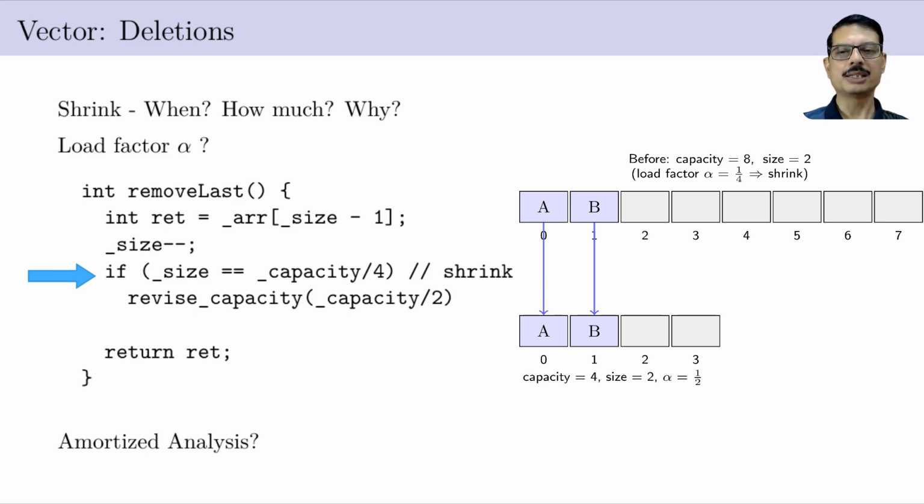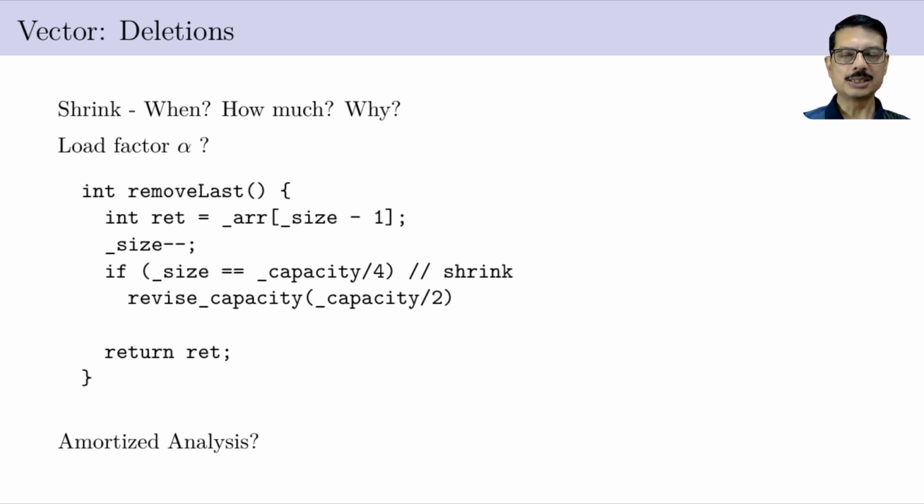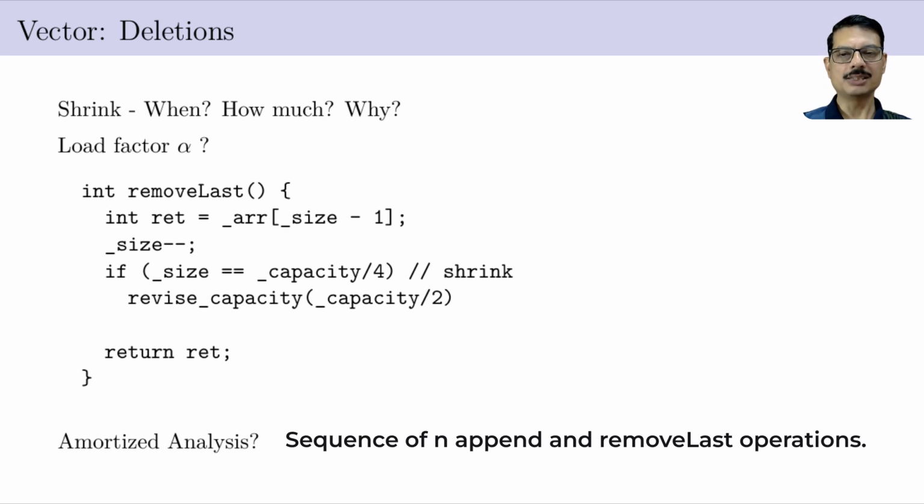But we are not going to shrink exactly to make size equal to capacity. We are shrinking by half the capacity. That means when the shrinking has happened in the situation when the load factor was 1 by 4, the shrinking will make the load factor again half. And why is that? This is a question I'm leaving as an exercise. And I'm also leaving this as an exercise: if you have both insertions and deletions, a sequence of n such operations, then what is going to be the amortized cost?